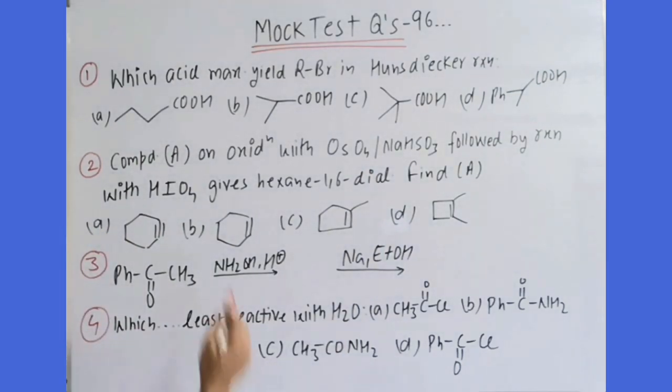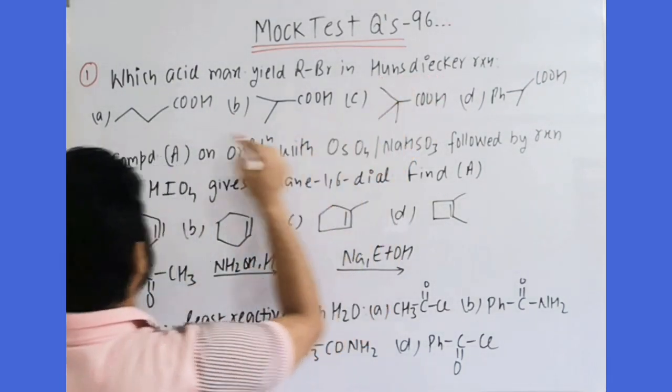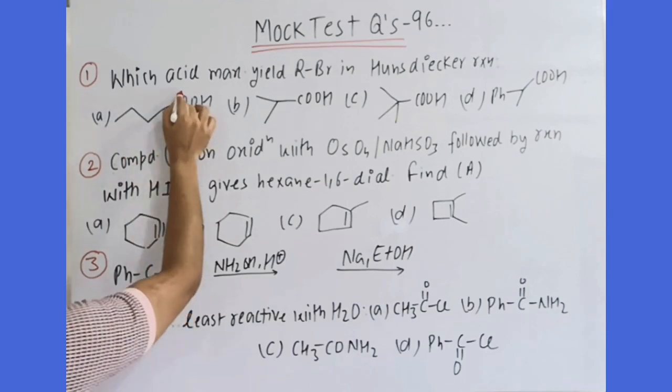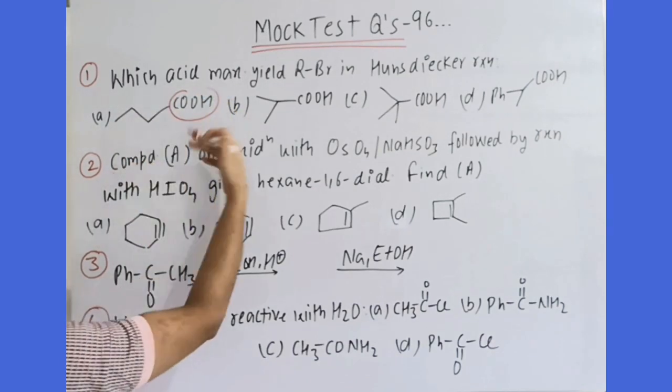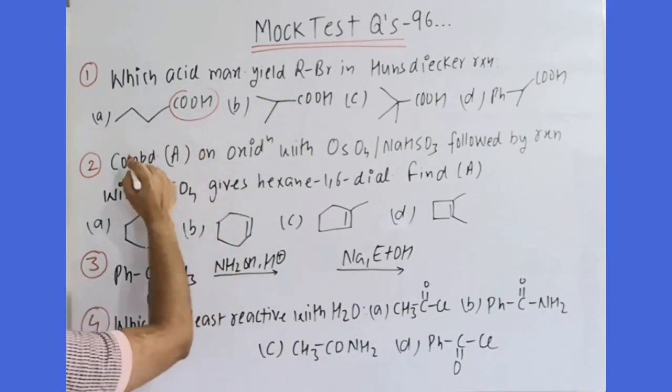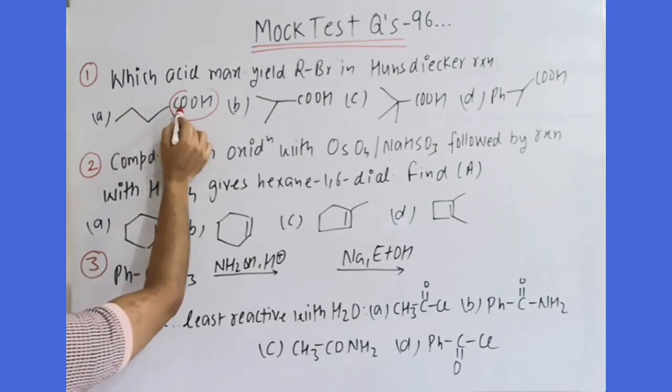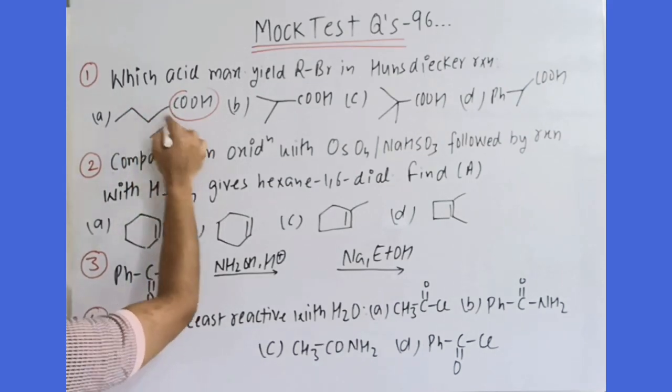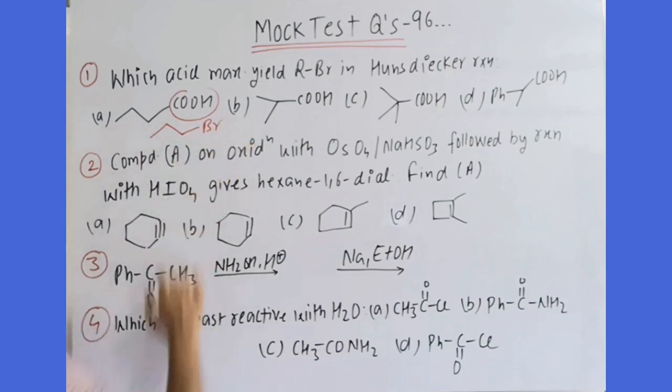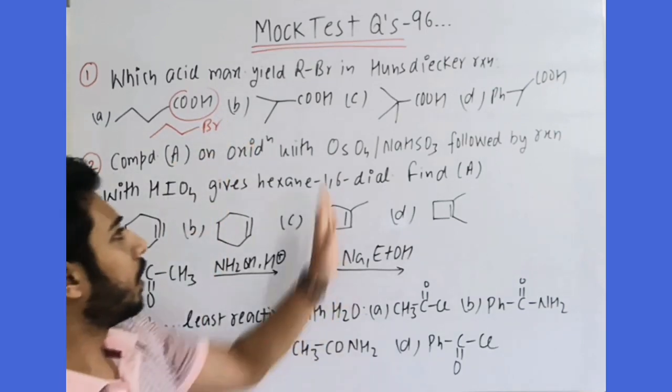So here the key point is, we know that in Hunsdiecker reaction, from a carboxylic acid we prepare alkyl bromide or alkyl chloride with one less carbon. Like here 1, 2, 3, 4 carbons. So what we will get? We will get 1, 2, 3 and here Br. Right? Same way all are carboxylic acids.